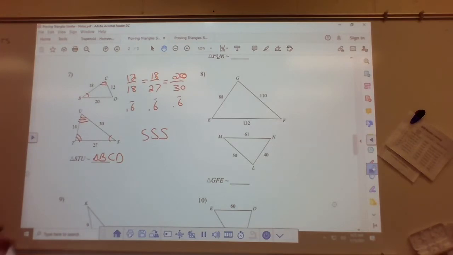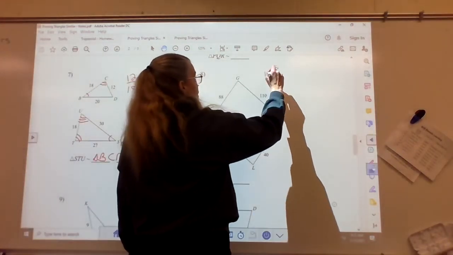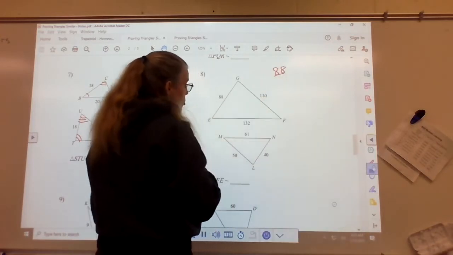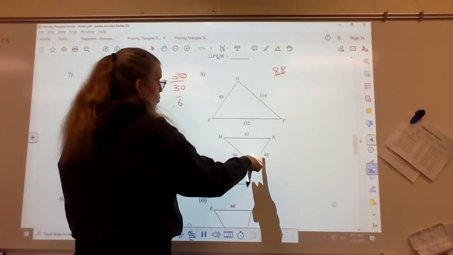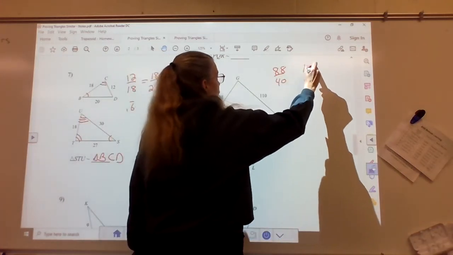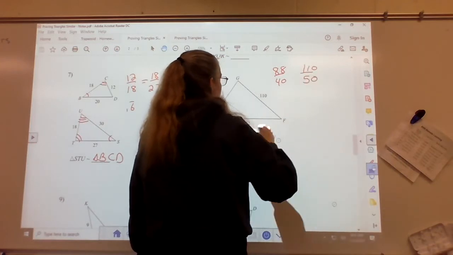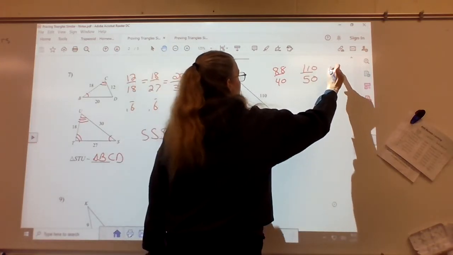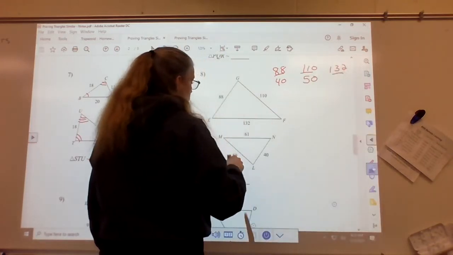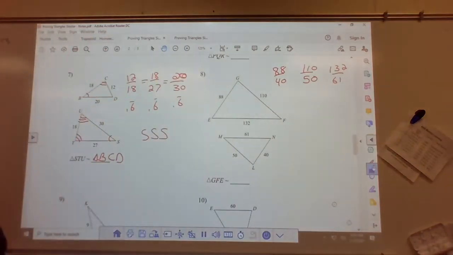Number 8. Well, it looks a lot like this one. So I've got to check it. 88 goes over 40. Those are the smallest. 110 goes over 50. And then 132 goes over 61. So there's my three fractions.